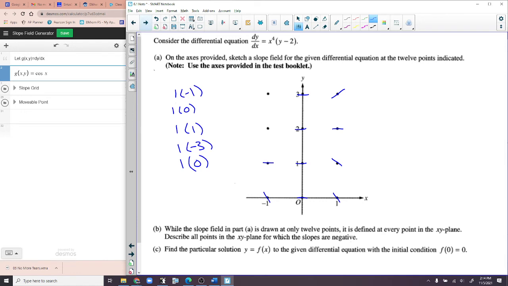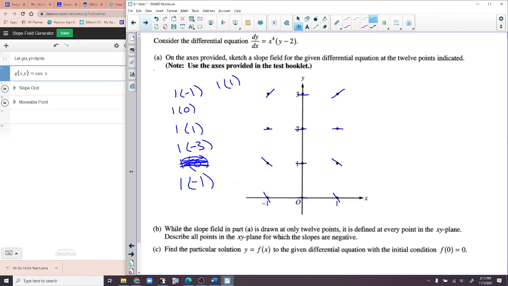Oh, wait. That's not 0. Is that 0? Yeah, that's 0. Okay, negative 1, 1. Negative 1. Aha, there we go. Negative 1, 2. 2 makes that 0. Negative 1, 3. Finally got it. I think I got it.